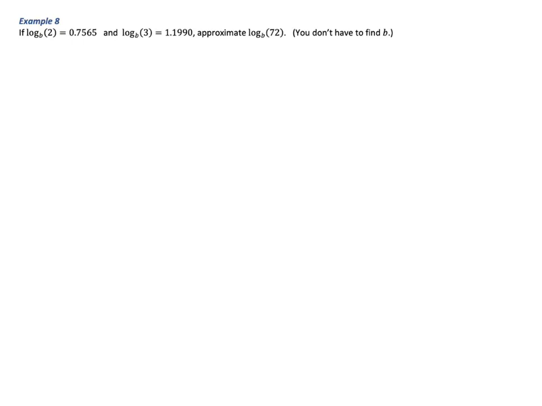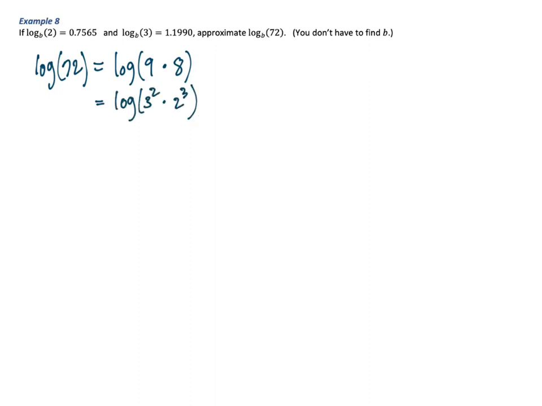Our last example is kind of a tricky little problem in that if log base b of 2 is 0.7565 and log base b of 3 is 1.1990, we want to approximate what log base b of 72 is. Now, the problem is we don't know what the base is, otherwise we could just evaluate it using the change of base formula, but we can actually do this one without finding the base, in that 72 is kind of a special number. So think about what 72 is. What we really have is log base b of 72 is log of 9 times 8. 9 times 8 is 72. But we can also rewrite 9 and 8. That's just log of 3 squared times 2 cubed.